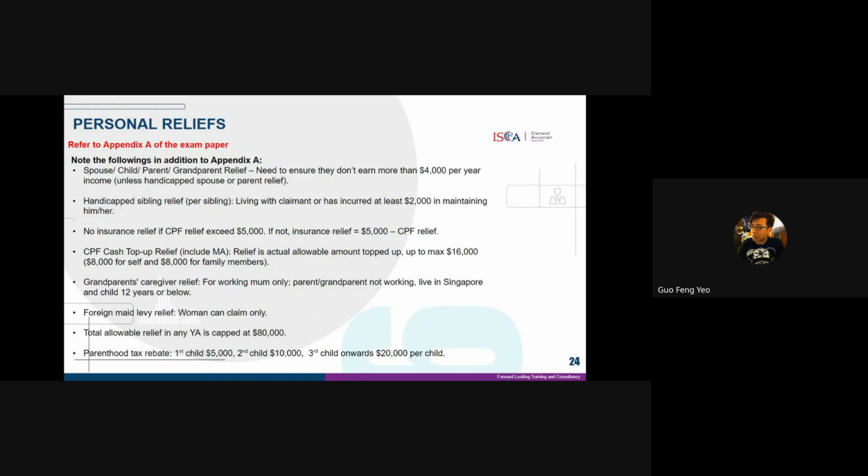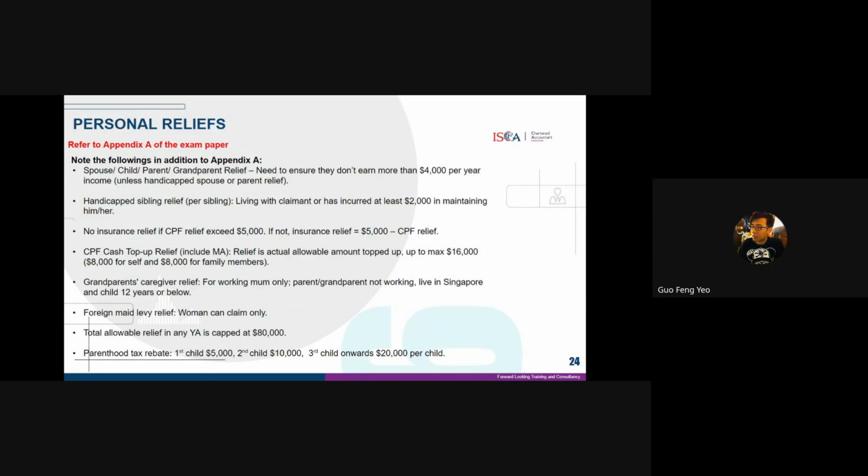So for example, for the spouse, child, parent, and grandparent relief, there is a condition that these individuals whom you are claiming a relief for do not earn more than 4,000 income per year, which may vary if they are handicapped. Next, handicapped sibling relief. If you're living with the claimant or at least incur 2,000 in maintaining that individual, these are the conditions that you need to be aware of.